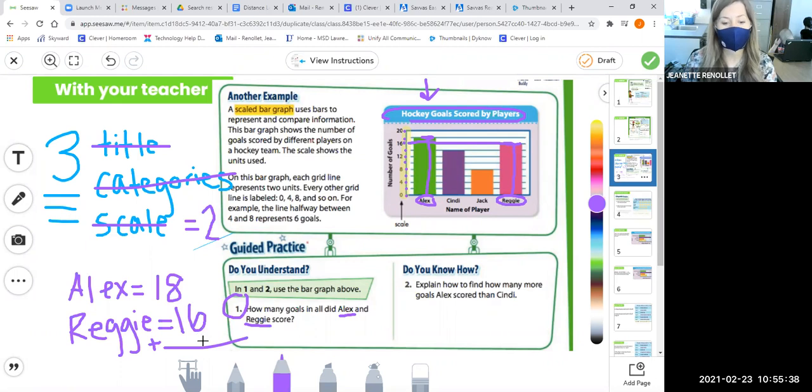All right, 8 plus 6 is 14. We record the ones, carry a group of 10. Now we have 1, 2, 3 10s. That's the same thing as 30. So all together, Alex and Reggie scored 34 hockey goals. That is our answer to number 1, 34 hockey goals all together.